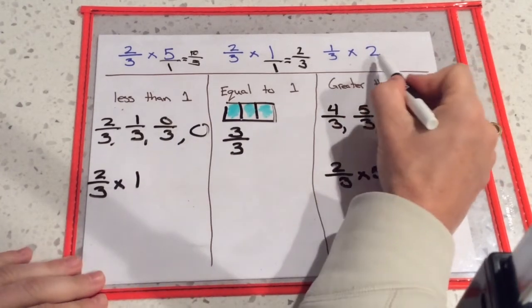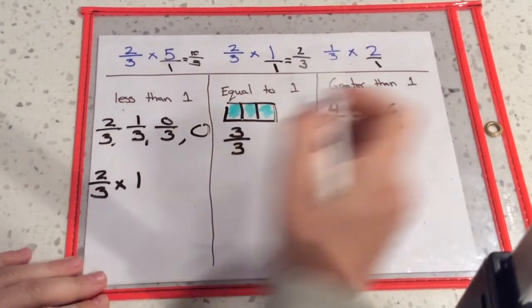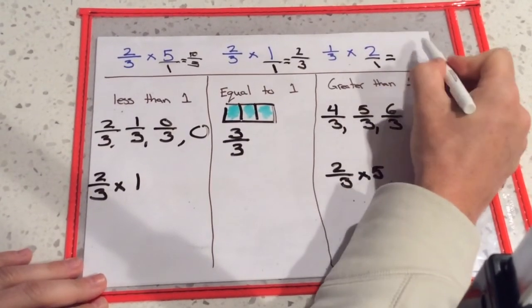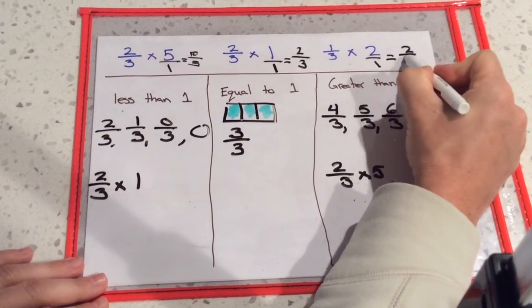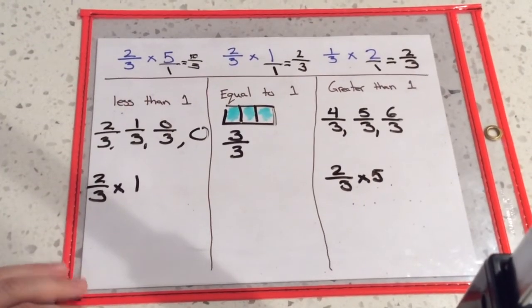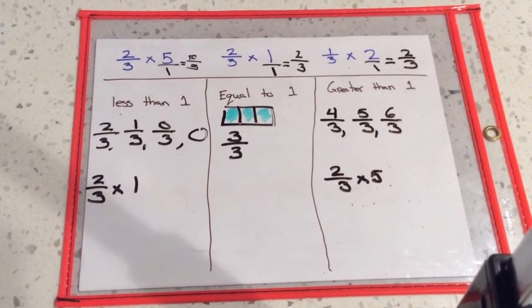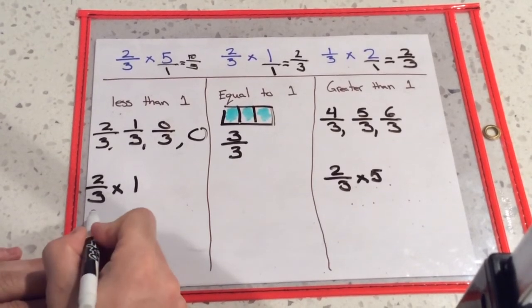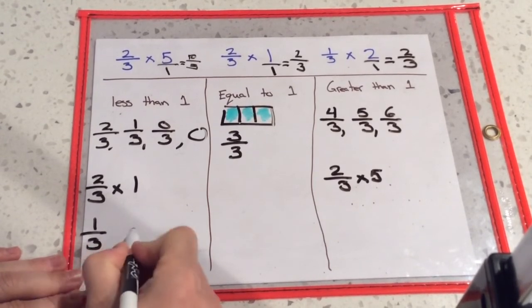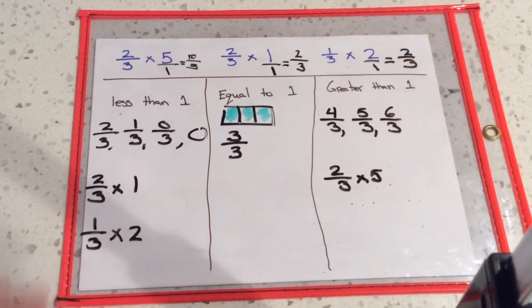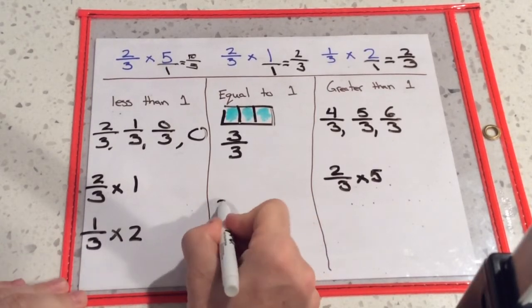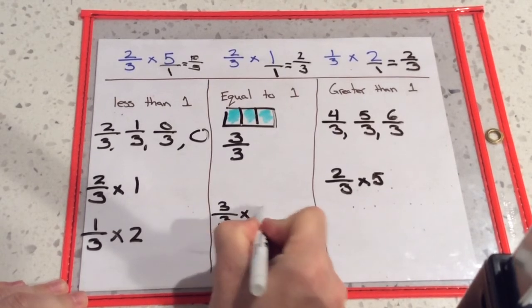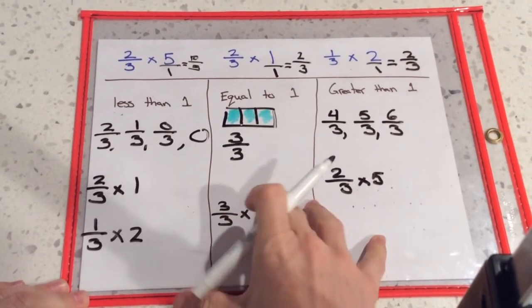And same thing with this final equation. I know I can put 1 under the whole number and it doesn't change the value. 1 times 3 is 2, and 3 times 1 is 3. So that's going to go here as well. And that's how you can place fractions into these categories. If I had 3/3 times 1, that could go here as well.